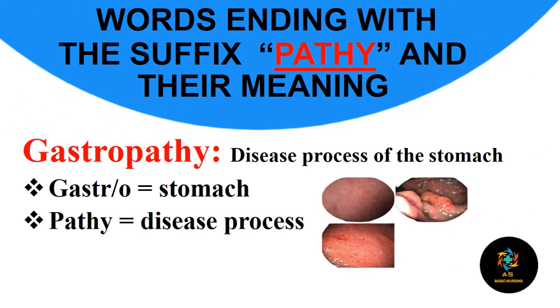The next condition suffix is pathy. Pathy simply means a disease process, or if you hear pathy meaning disease, yes, something to do with disease. So the first example we have under this suffix is gastropathy, meaning disease process of the stomach. Gastro, which simply means the stomach, and pathy meaning disease process. You would realize here that the suffix begins with a consonant, so there is a combining vowel, which is the O. So gastropathy.